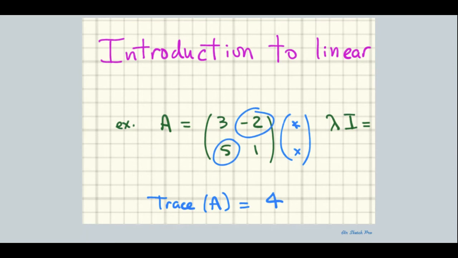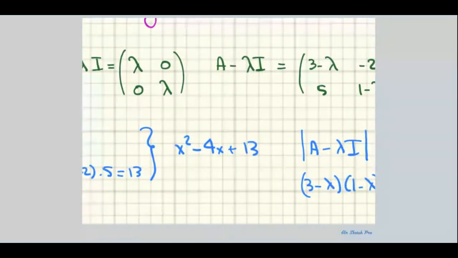And what's interesting is that scale factor is actually a root of the original characteristic polynomial. So in fact, this one right here, you see that x squared minus 4x plus 13? That was my characteristic polynomial. It's got complex roots, and the complex roots are 2 plus 3i and 2 minus 3i. And that's the scale factor.